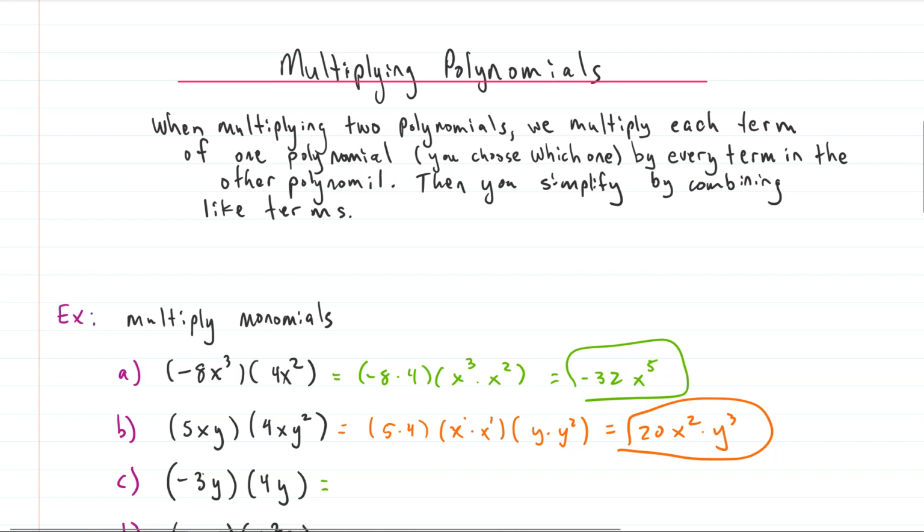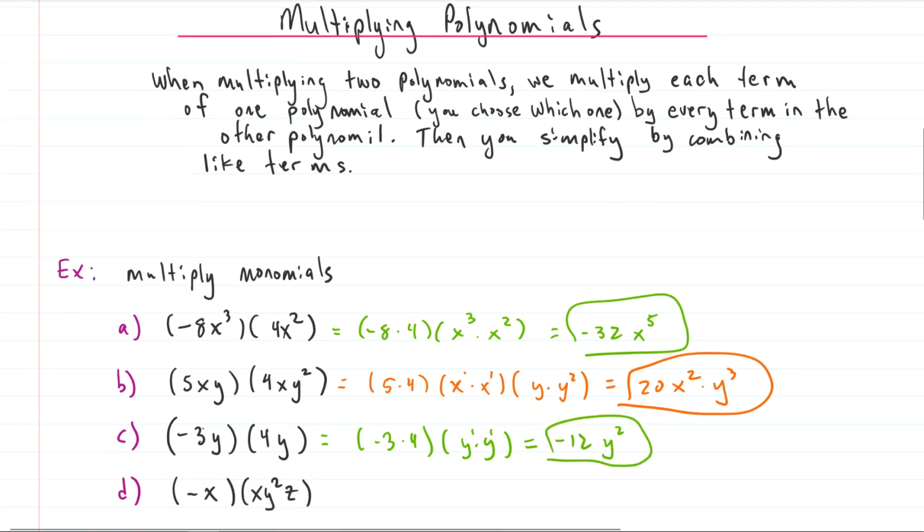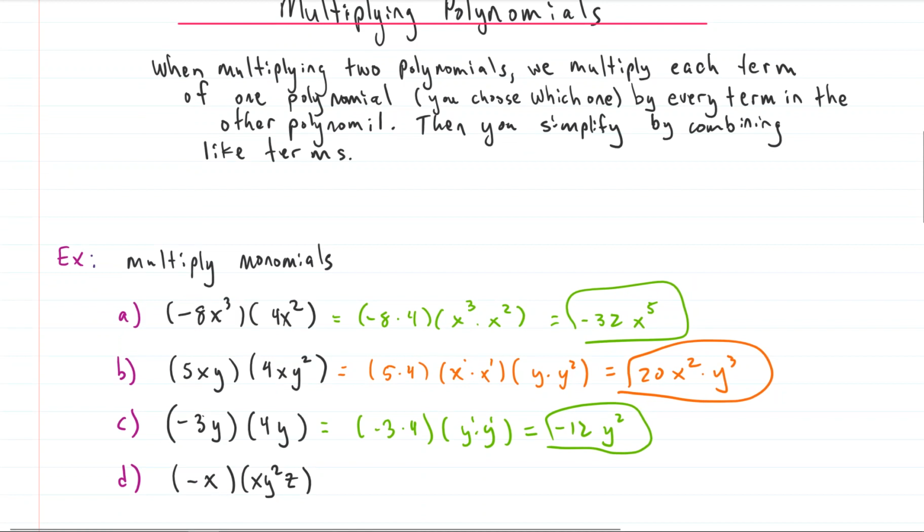The next problem, C, is negative 3y times 4y. You can guess we're doing a similar thing. So negative 3 times 4, and then we have y times y. This one might seem a little bit easier than the other ones we've done. Negative 12y, they both have 1 as the exponent, so 1 plus 1 is 2. Negative 12y squared.